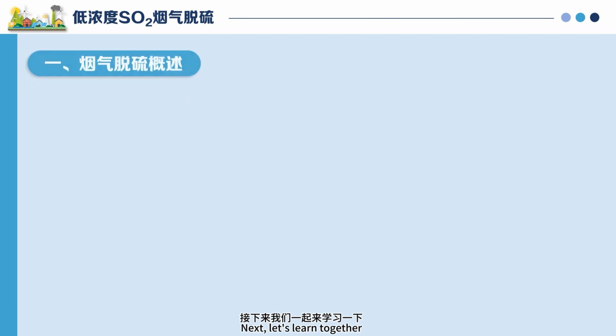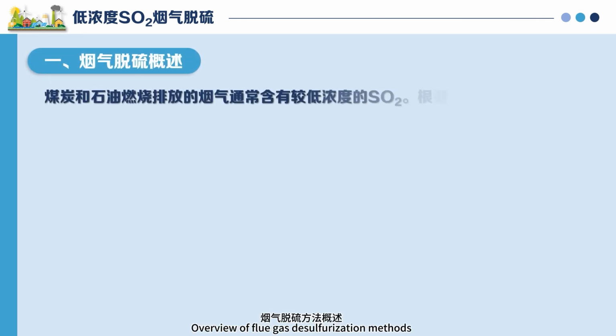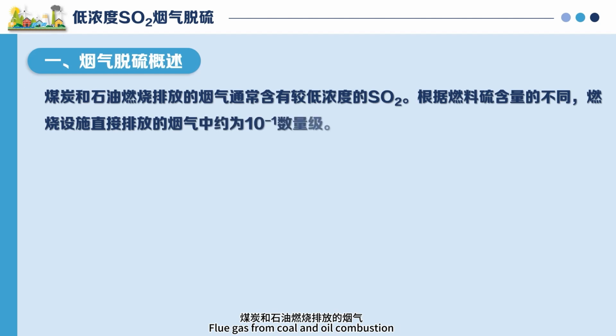Next, let's learn together an overview of flue gas desulfurization methods. Flue gas from coal and oil combustion usually contains low concentrations of sulfur dioxide, according to the sulfur content of the fuel. So the concentration of sulfur dioxide directly discharged into flue gas by facilities is on the order of a negative power of 10. For example, under the condition of 15% excess air, for coal with sulfur content of 1% to 4%, sulfur dioxide in flue gas only accounts for 0.11% to 0.35%.